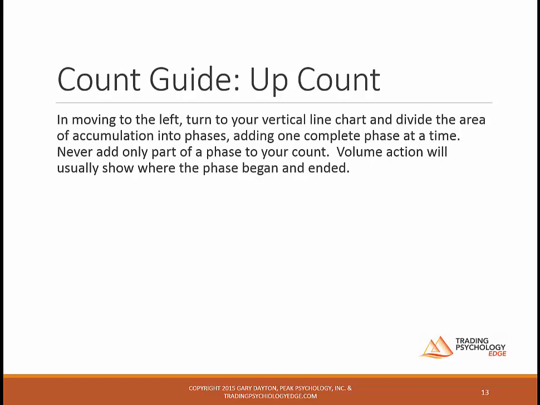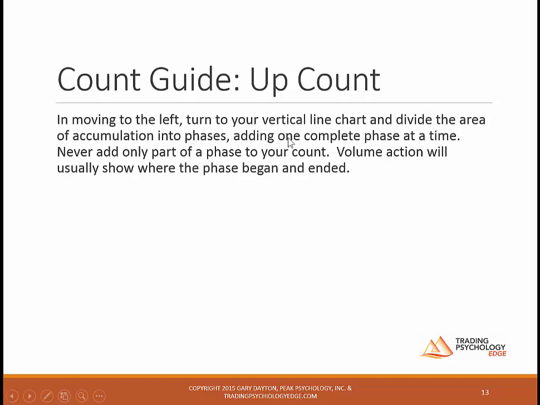Okay, go back to the count guide. When we move to the left making our count, go back to our vertical line chart if that count area is large, and it should be. You want to take worthwhile counts, and divide the area of accumulation into phases, adding one complete phase at a time. Never add only part of a phase to your count. Volume usually shows where the phase begins and ends.